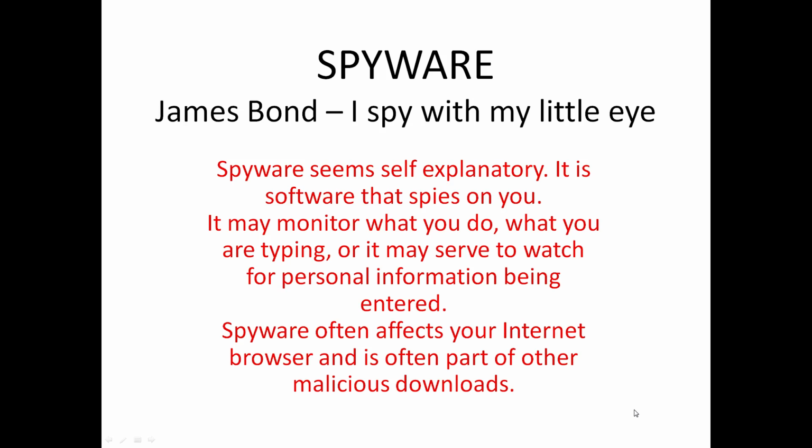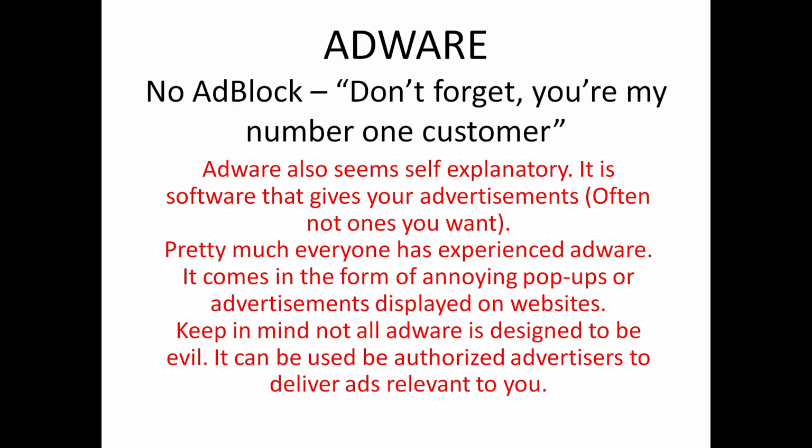Spyware. Spyware seems self-explanatory. It is software that spies on you. It may monitor what you do, what you're typing, or it may serve to watch for personal information being entered. Spyware often affects your internet browser and is often part of other malicious downloads.